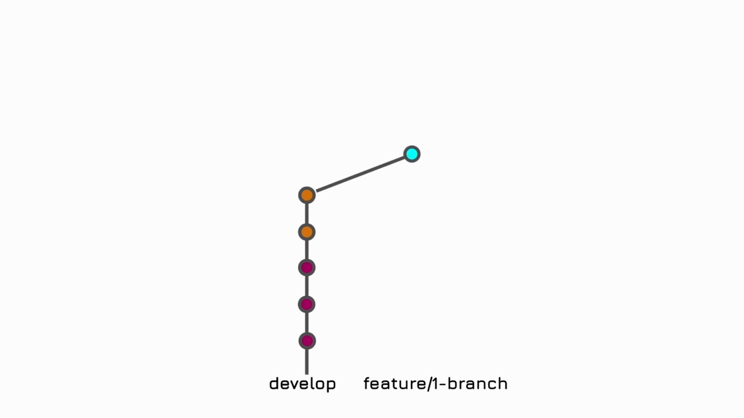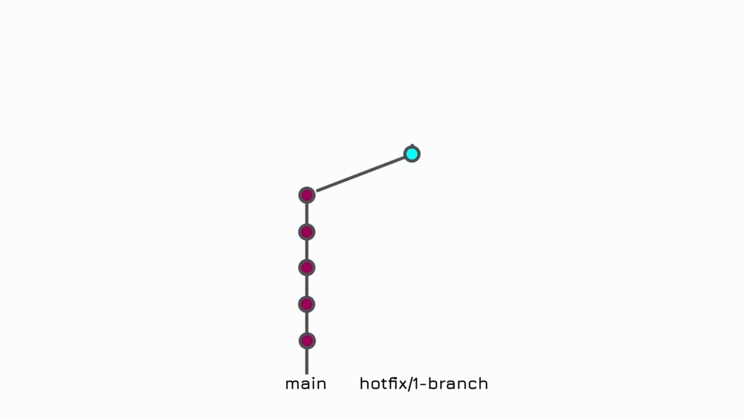The other type of branching you may need to do other than feature branching is hotfix branching. A hotfix is usually required when a critical issue that needs fixing is present in a production system. A hotfix branch comes off the main branch.